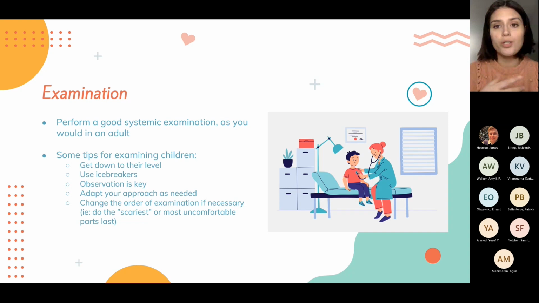Then we've got examination. As always, you're going to do a good systematic examination as you would in an adult. The only thing is, I think there's some important points to make with children. You need to get down to their level. Don't be leaning over them, crouch down. It really helps feel less intimidating to them. Use some icebreakers. Have they got a teddy with them? Oh, what's teddy called? Try and get on their level in that way as well.